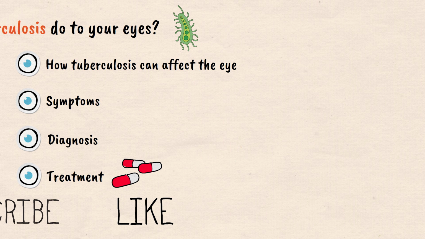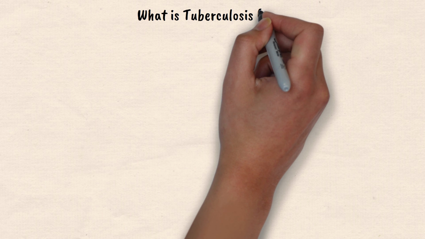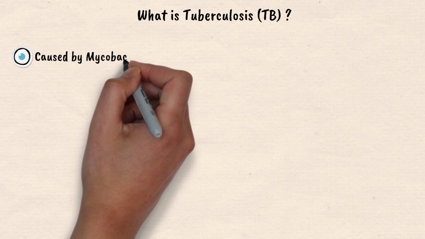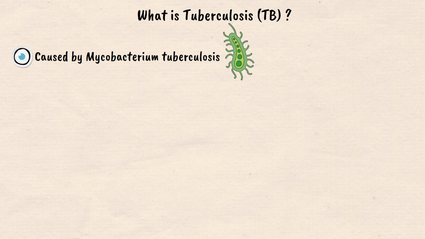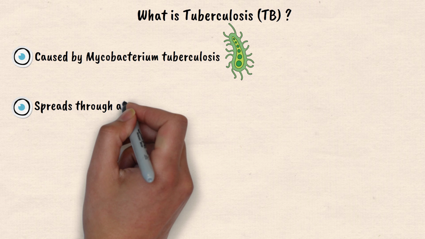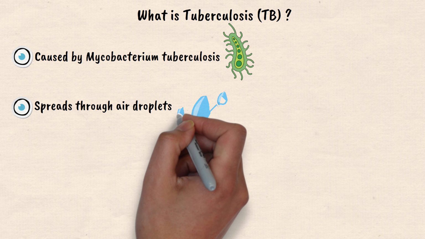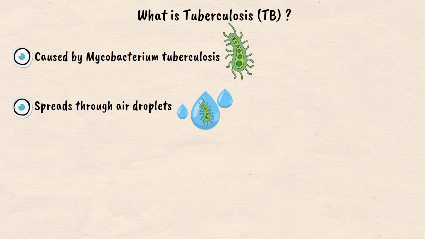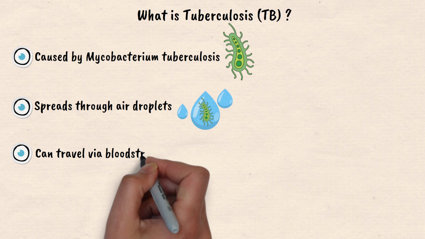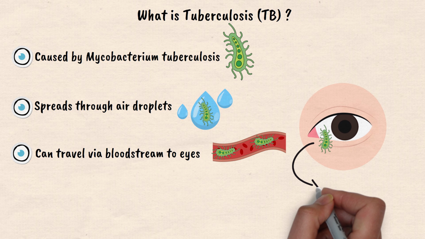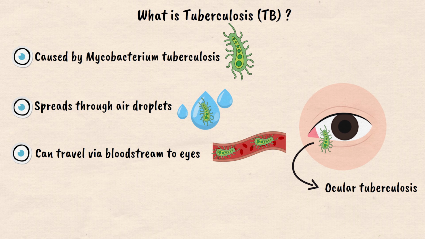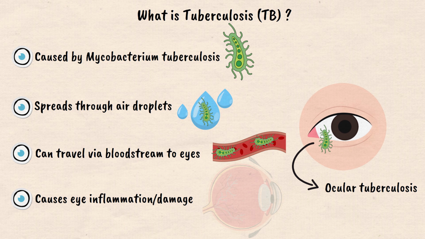Let's begin. Tuberculosis, or TB, is an infection caused by a bacterium called Mycobacterium tuberculosis. Most people think of TB as a lung disease because it is usually spread through tiny droplets in the air when someone with active TB coughs or sneezes. But this germ can travel through the bloodstream and reach almost any organ in the body, including the eyes. When TB affects the eye, we call it ocular tuberculosis. In simple terms, it means the TB germ is causing inflammation or damage somewhere inside or around the eye.